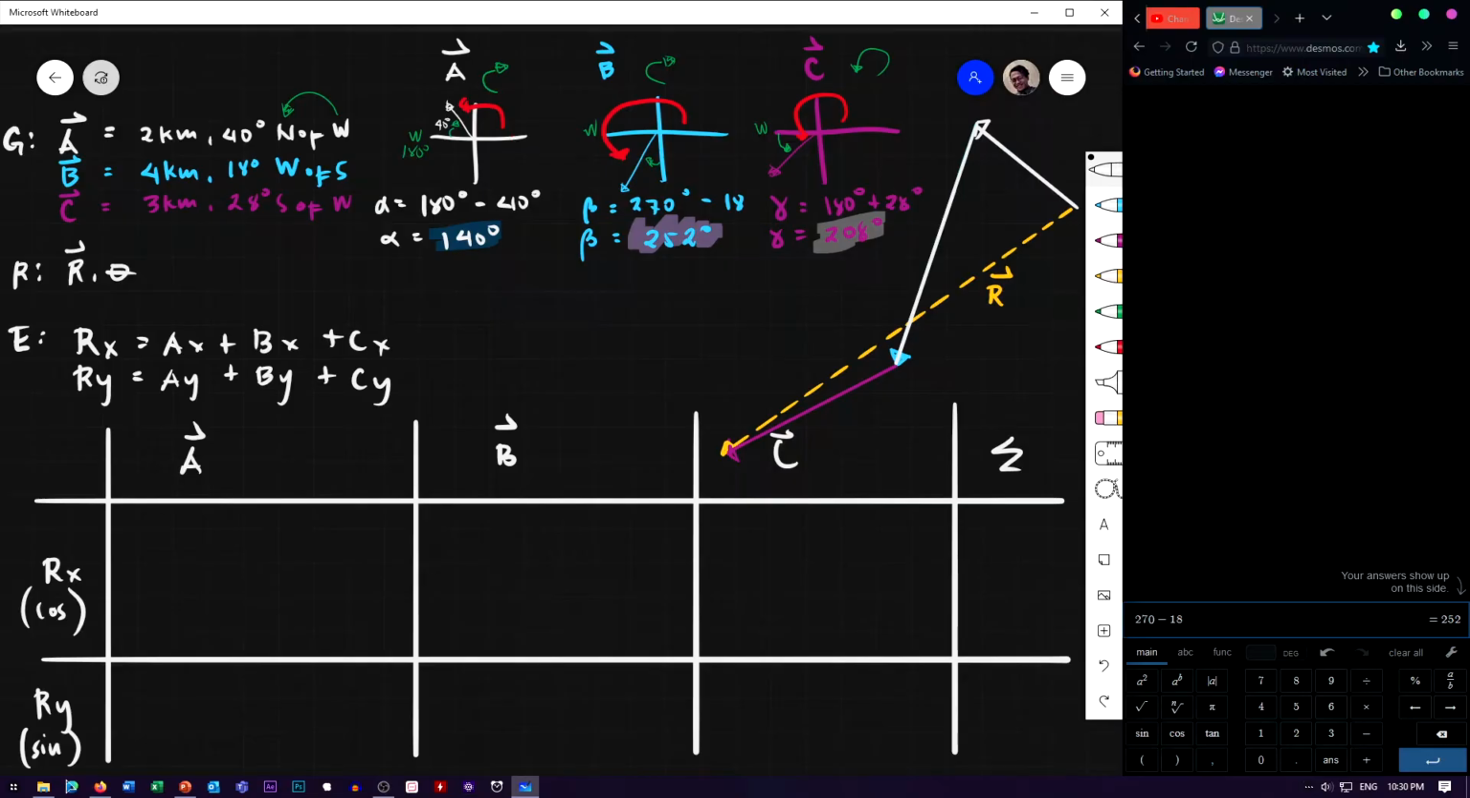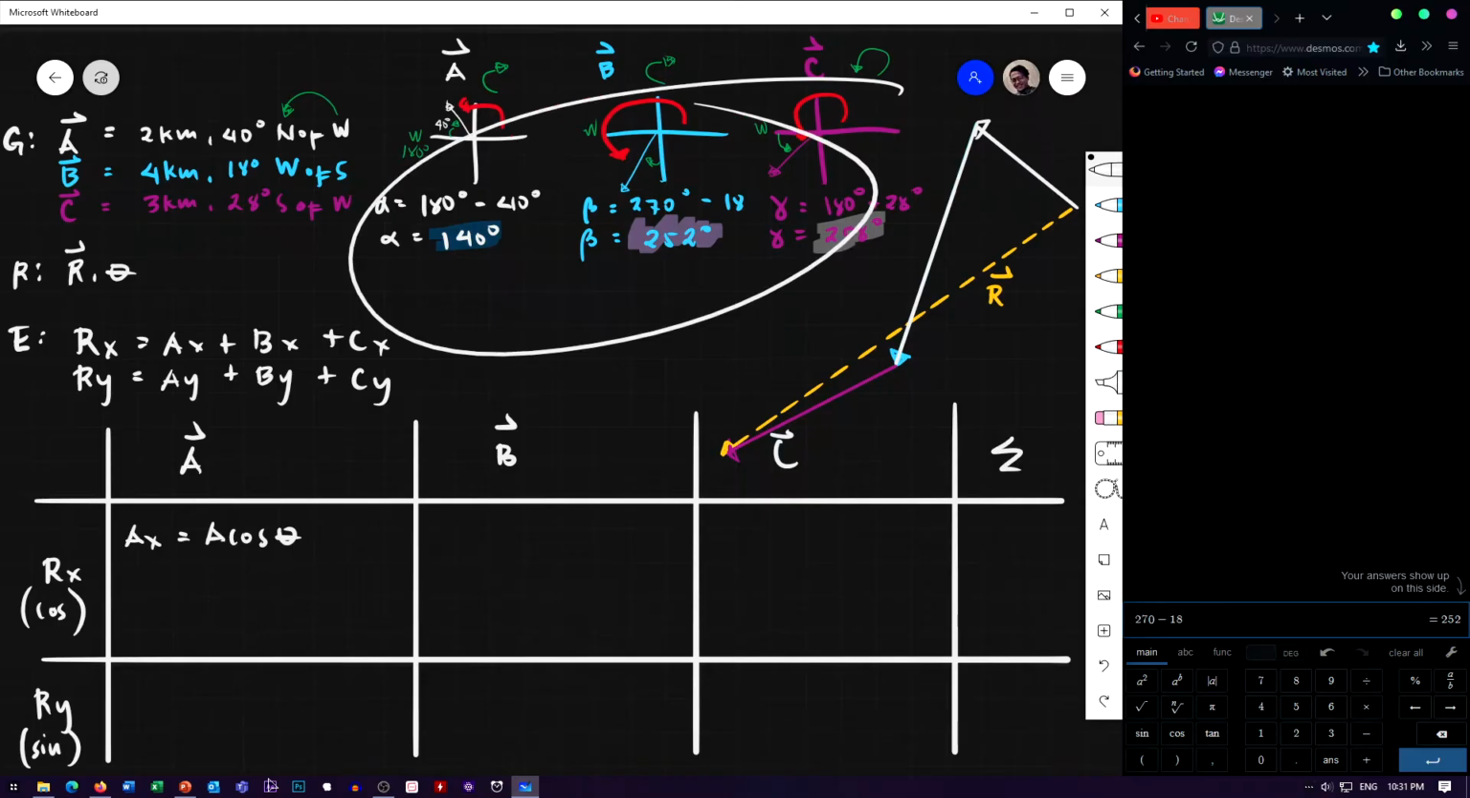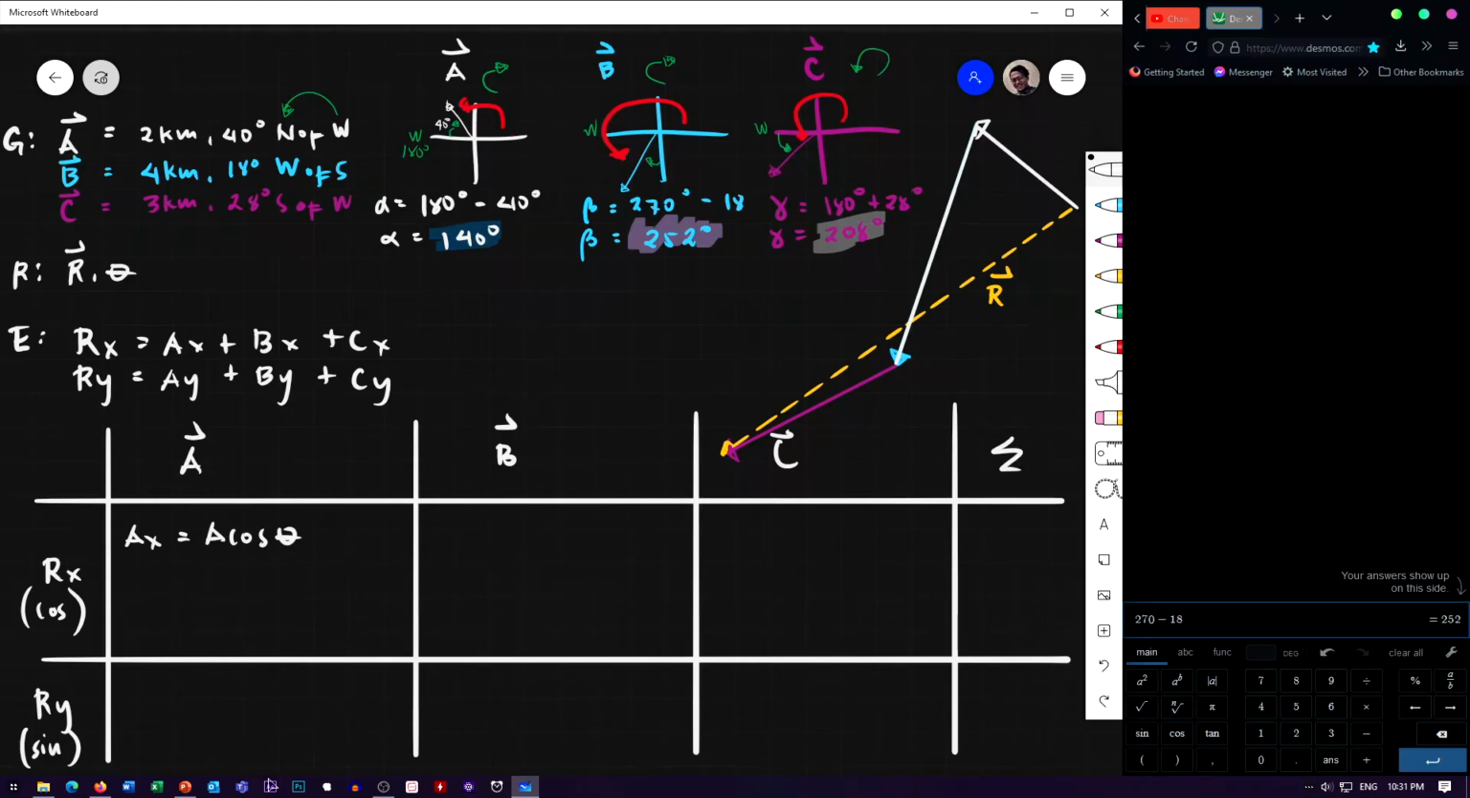Okay, so how are we going to do that? So to determine a sub x, we're gonna have A cosine theta. Okay, so for this solution, I'm going to show you two ways of doing it. So the first one is utilizing this given. And then for the second one, of course, we're gonna use this. Okay, so you could see what's the better approach for you. So for the first one, I'm going to have a sub x, of course, is equal to, so what's the value of vector A? So vector A is 2 kilometers.